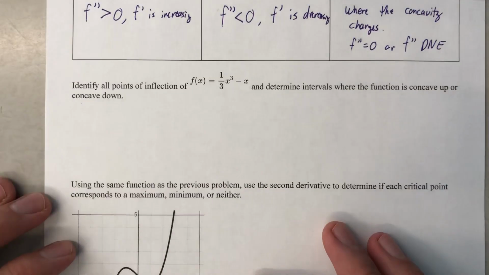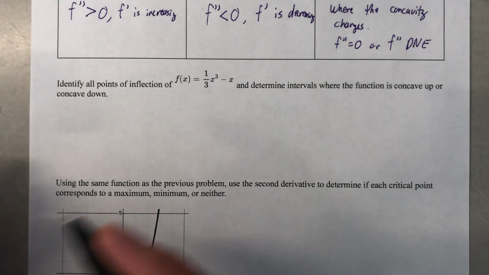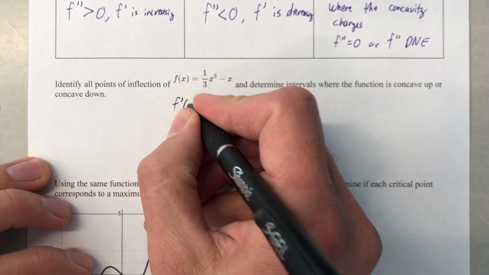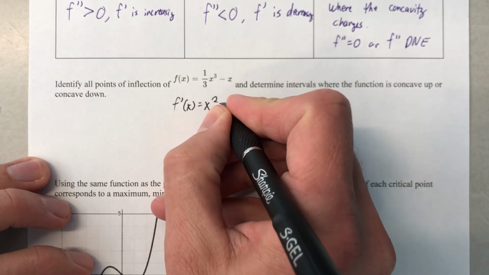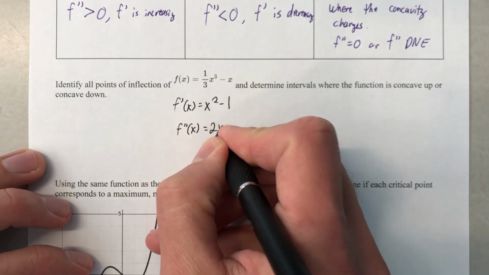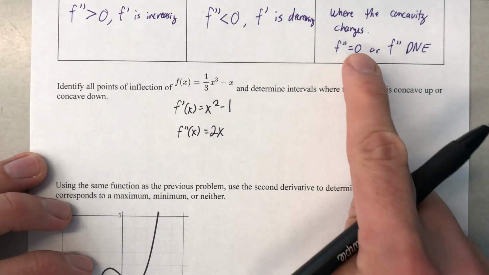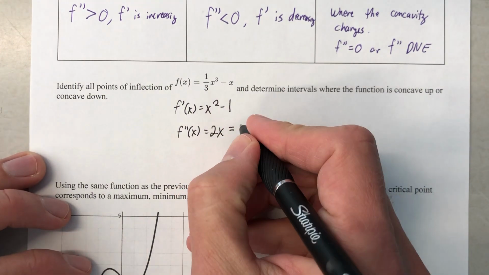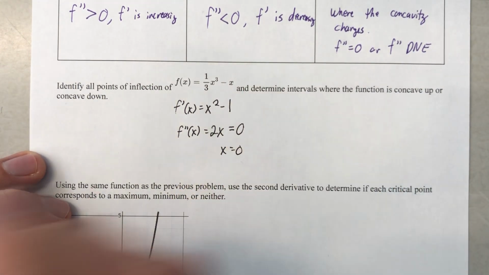But we're getting ahead of ourselves. Let's find the second derivative. Oh, let's use black. F prime is x squared minus 1. F double prime is 2x. We need to know where the second derivative equals 0 or doesn't exist. This second derivative is always going to exist for all real numbers. So there we go, x equals 0.